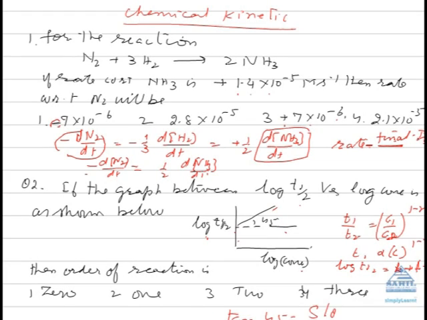The slope is 1 minus n. Tangent 45 is 1. So 1 minus n is equal to 1. Hence n is equal to 0. So it is a zero order reaction.